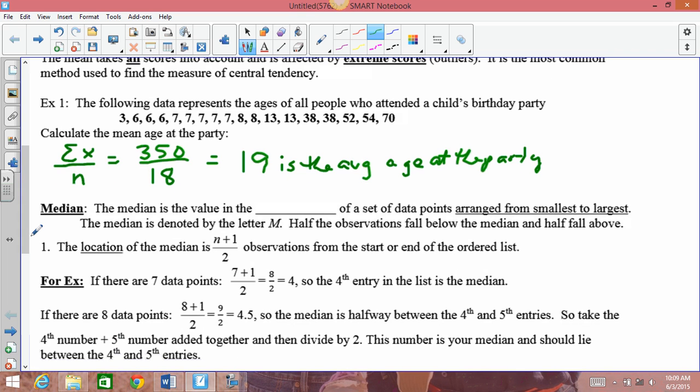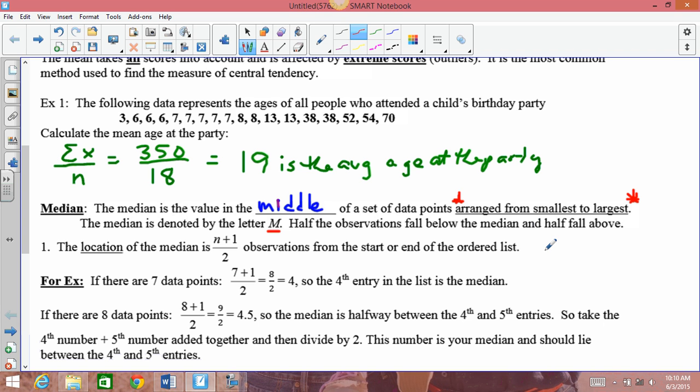The median is the value in the middle of a set of data points that's arranged from smallest to largest. So it's really important that you note that anytime you're trying to find the median, you always need to put your data in order first. In our class, median is always denoted by capital letter M. And what should be nice, and I'll point this out when we find the median in just a few moments, once you find the median, you should either be able to circle it within your data or you'll insert it. I'll talk a little bit more about that in a moment.